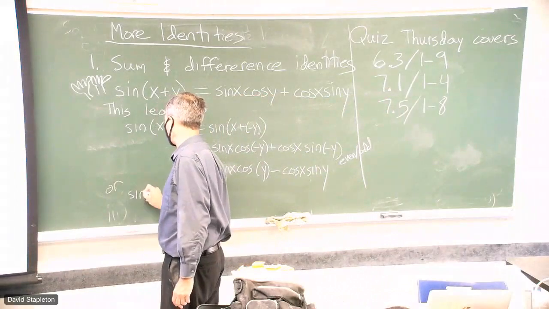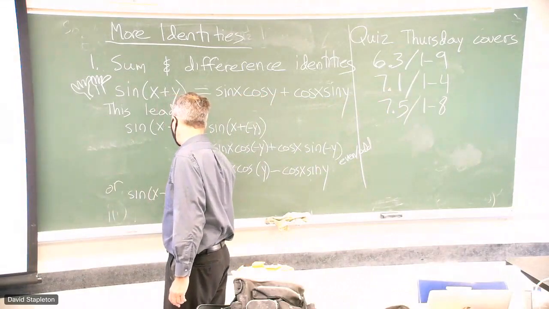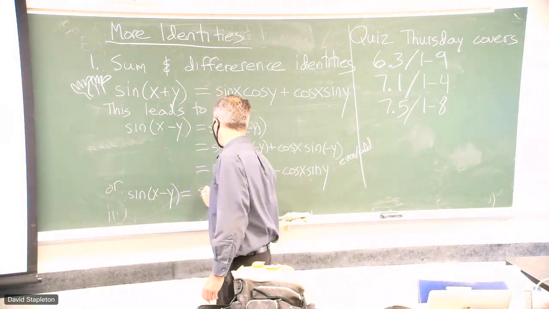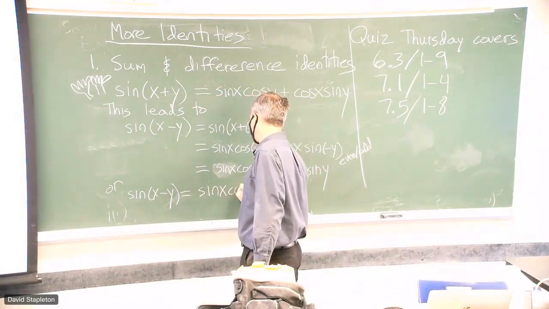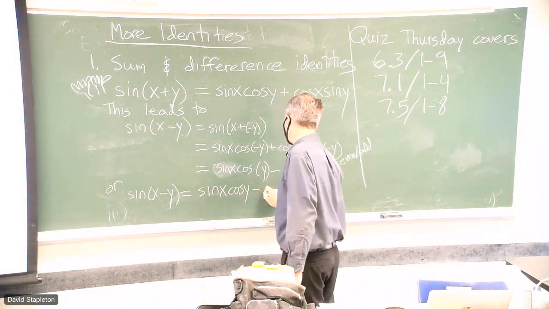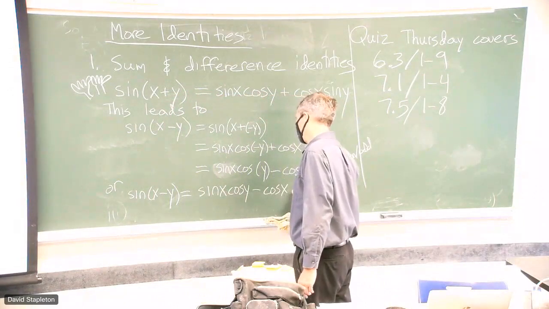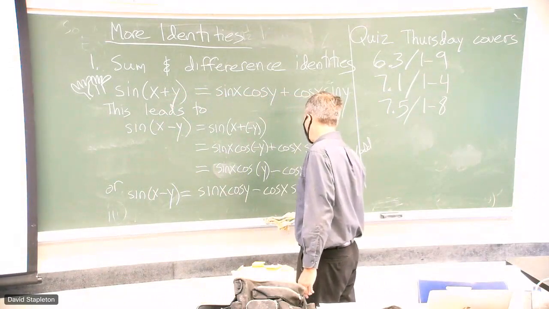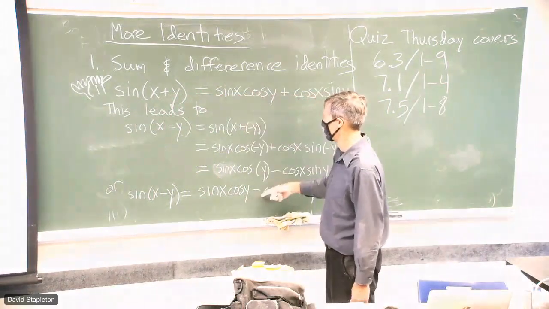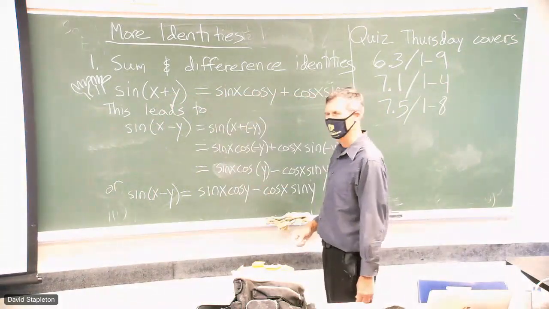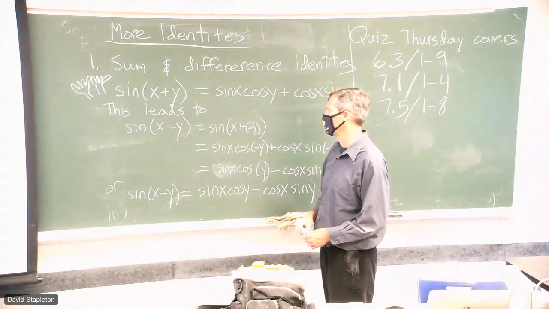I have now sine of x minus y. The difference is sine cosine minus cosine sine. How about that? It's not much harder. So if you remember the first one, you can remember the second one. You just replace the plus with the minus on both of them. Right? Easy. Now you almost remember 2 and 1. That's a little better.